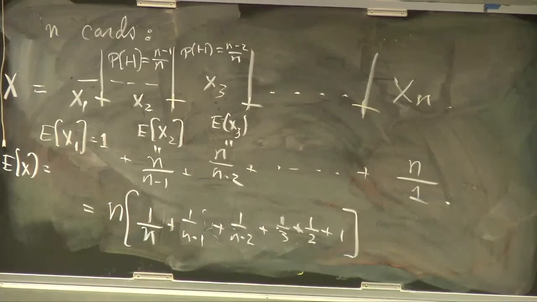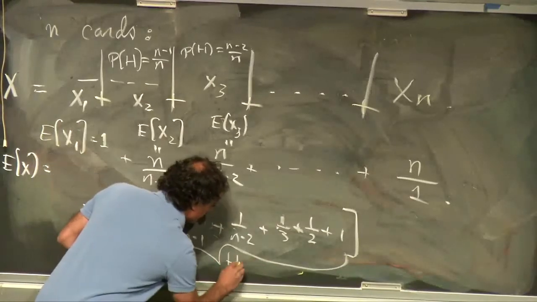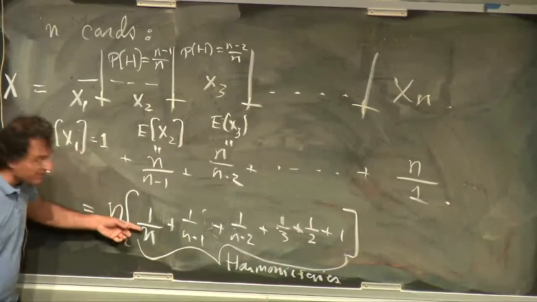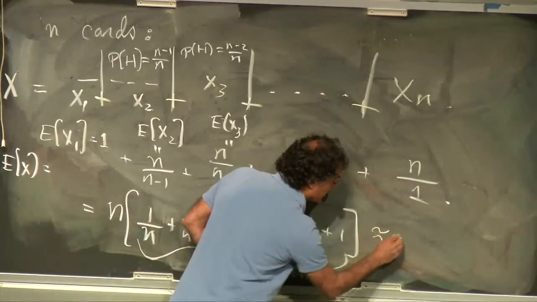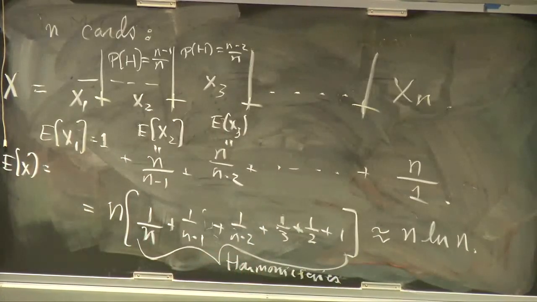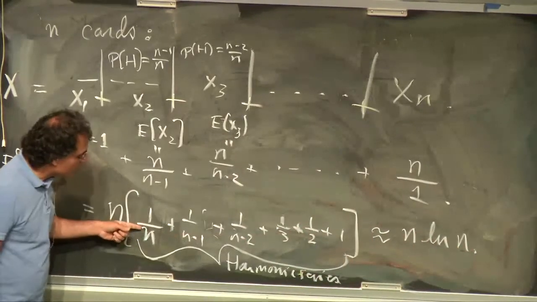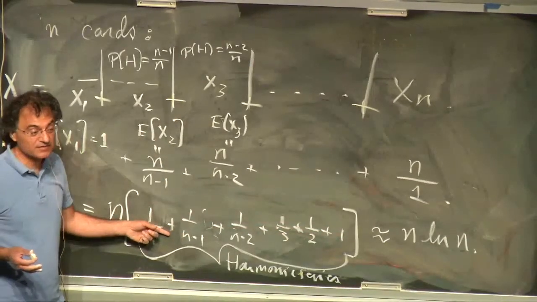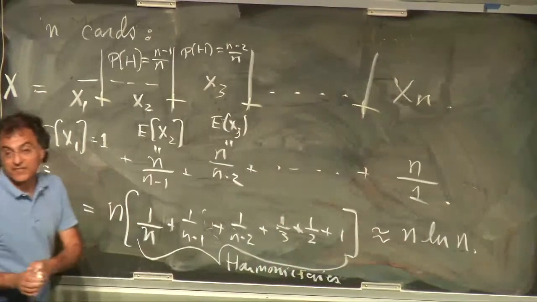Okay? So this thing is called a harmonic series. And this is very closely approximated by log n to the base e. So this is approximately n times ln n. And one of the ways you see that log n should come into the answer is you could view this almost like an integral of 1 over x. Right? An integral of 1 over x is log x, right? So you'd get log n.